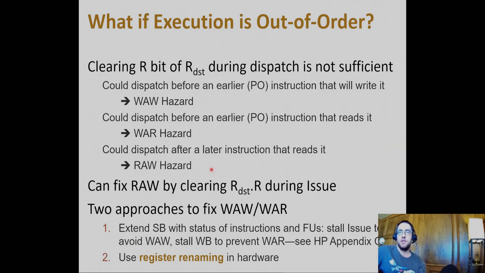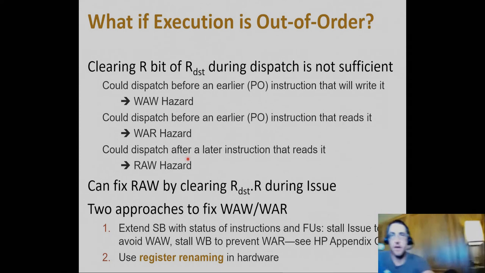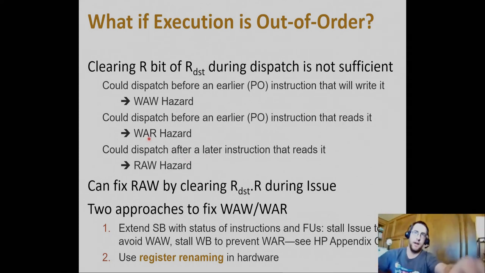We can fix the RAW hazard if we clear the ready bit during the issue stage, because we still are fetching and decoding in order, so we can make sure that we would never dispatch after a later instruction in program order. But that doesn't do enough to deal with the write after write and write after read hazards. And so out of order execution is essentially where we tip the line from static scheduling to dynamic scheduling, because the processor is going to choose what order instructions go through the pipeline. And so it's choosing really functionally the order of the program order in some sense.